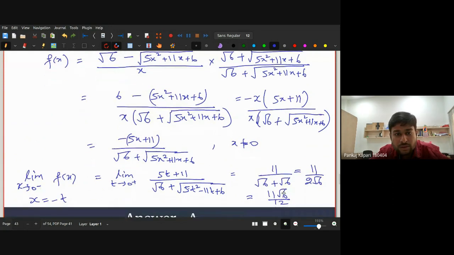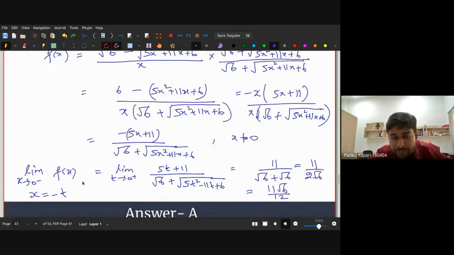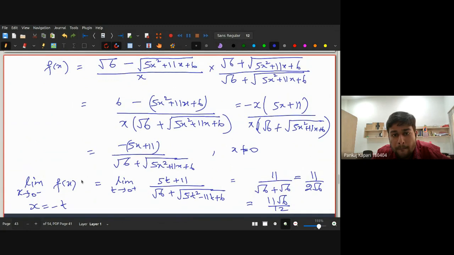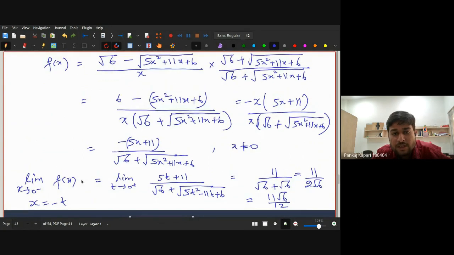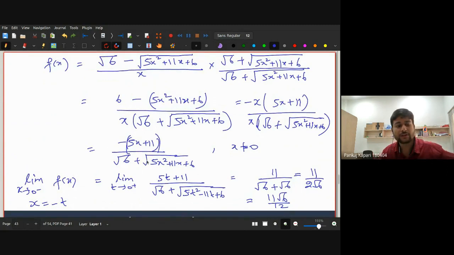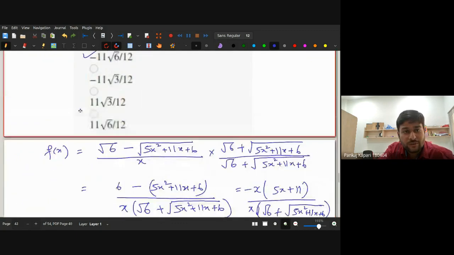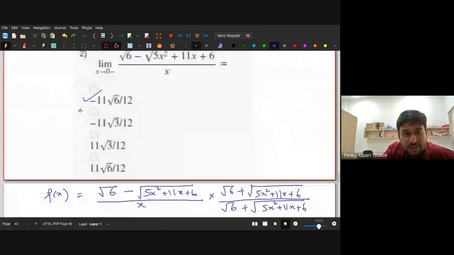Okay, so there is some problem. Oh, this is minus. The minus sign was outside of this bracket. So this is 5t minus 11, right? Okay, so finally the limit is minus 11 root 6 by 12. So the first option is correct. That's why I was wondering why I was getting a plus sign, because the correct option is the first one.